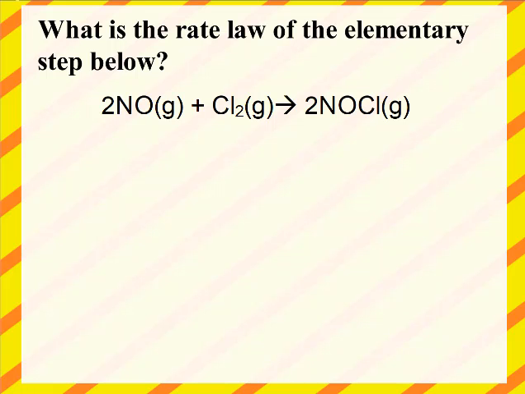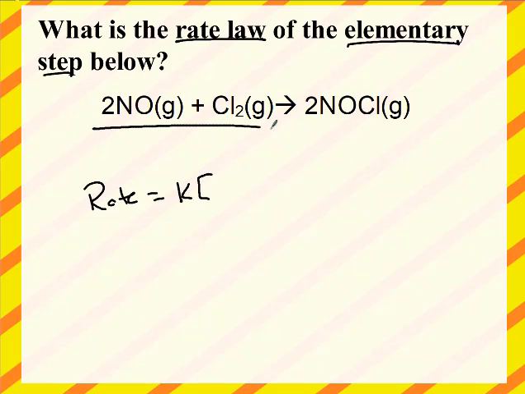So this one wants you to write the rate law from the elementary step below. You can only write a rate law from an elementary step. You cannot write a rate law from a given balanced overall equation. So to write a rate law from an elementary step, you're just going to have rate equals K, because that's always there. And then we're just going to look at the reactants. And the orders are the coefficients. So we have NO to the second and Cl2 to the first.